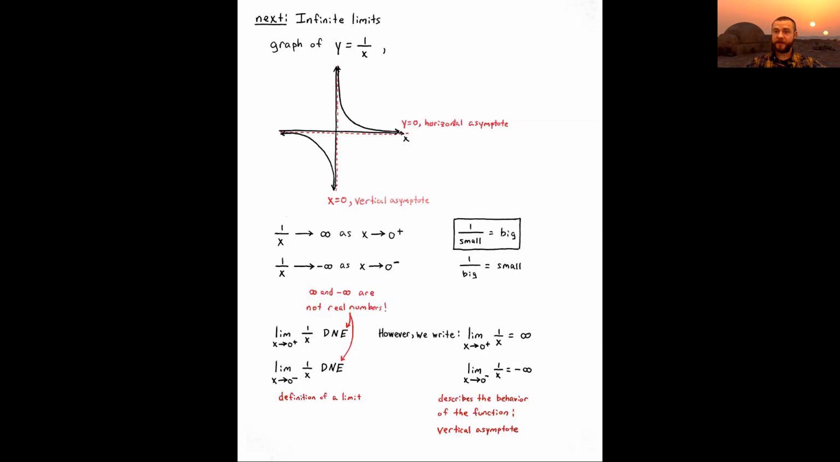All right, so that's going to be standard notation. We're going to realize those limits technically do not exist, but we write that they equal infinity or negative infinity, since that's graphically telling us something.